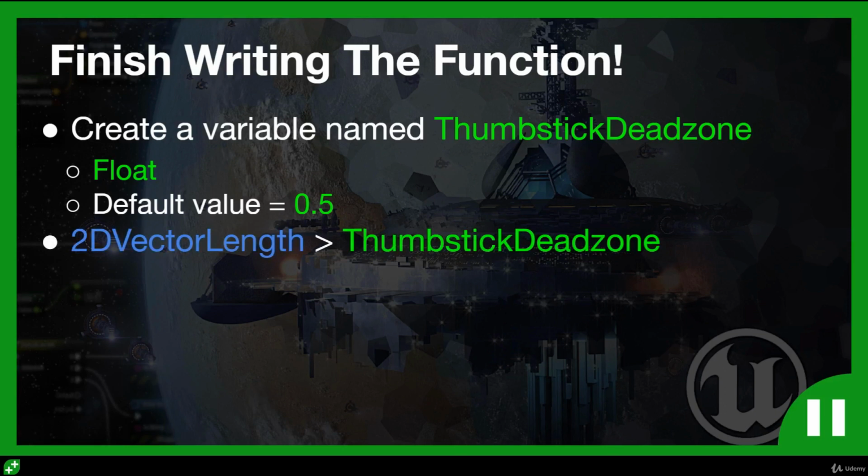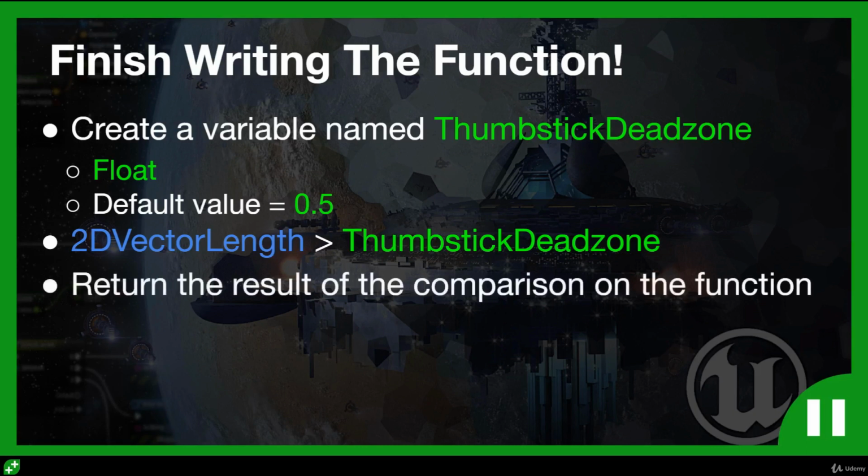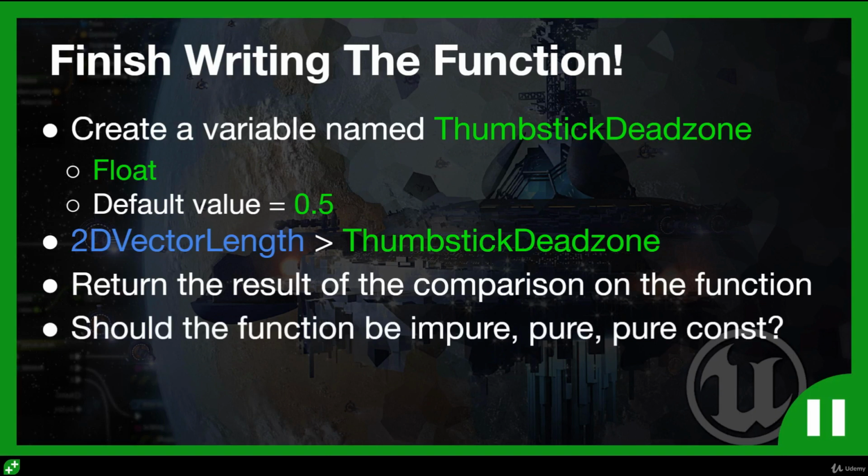Once you've got this far, we're not going to write any more code in this function. Instead, we're just going to return the result of this comparison as an output pin on the function. So I want you to do this as well. And just to wrap it up, look over the code for the function, check the function name, look at what it's doing. Should the function be impure, pure, or pure const? So pause here for a few minutes to set up the rest of this function.